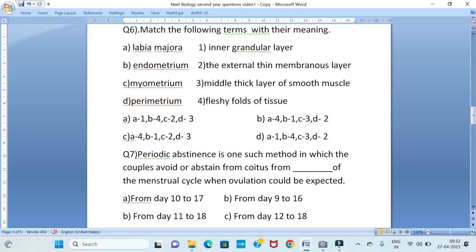J is gents. Pronunciation I am taking: J means gents. Q means queens, females. Both are couples. They avoid or abstain from coitus on those days. Like that you can remember.